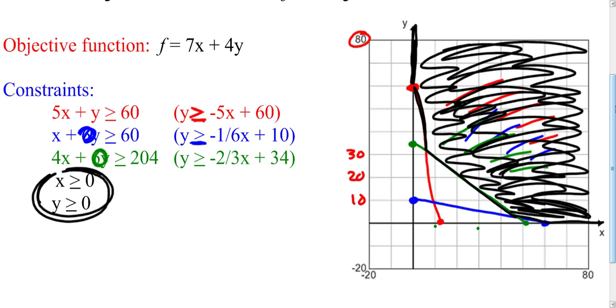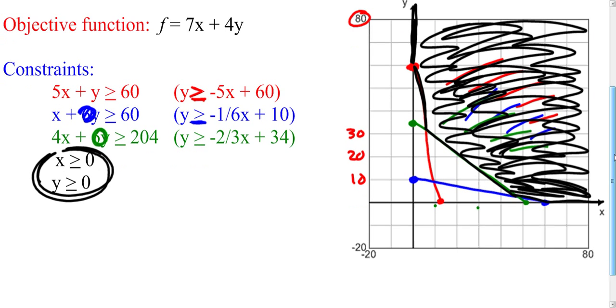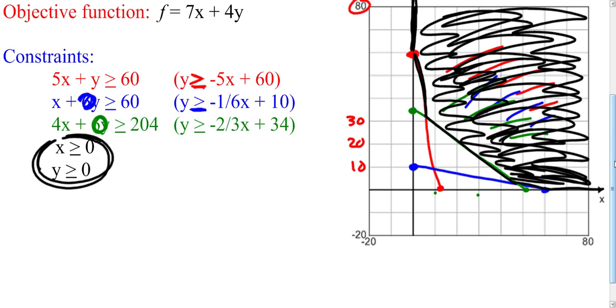Now, what you need to do is figure out where all the corner points are on that region. Okay? Here's one corner point right there. It's where the red line hits the y-axis. The red line's intercept, remember, was at 60. So this is the point 0, 60.